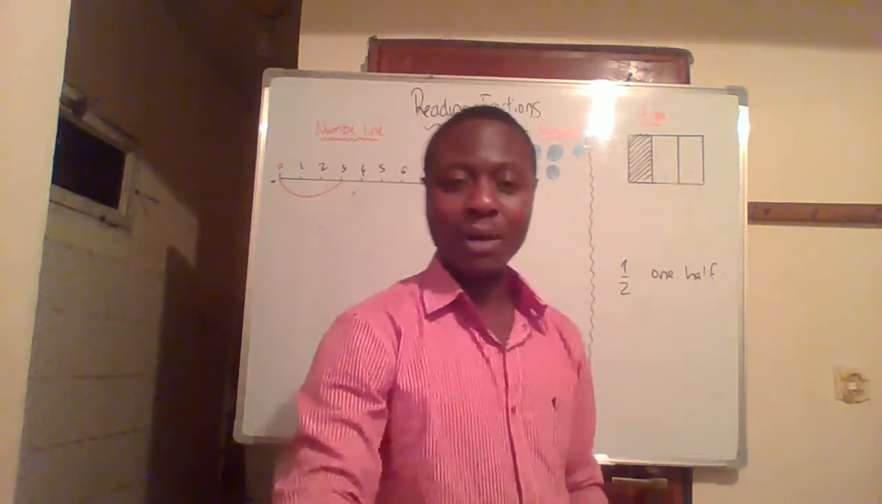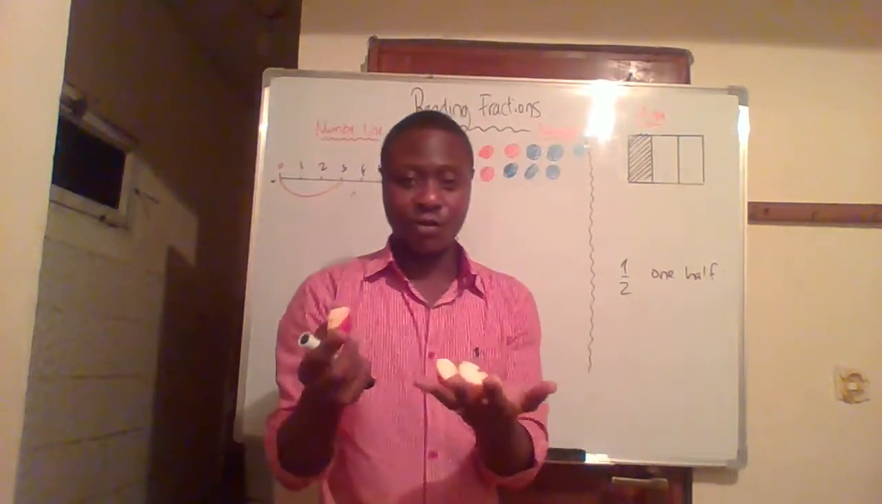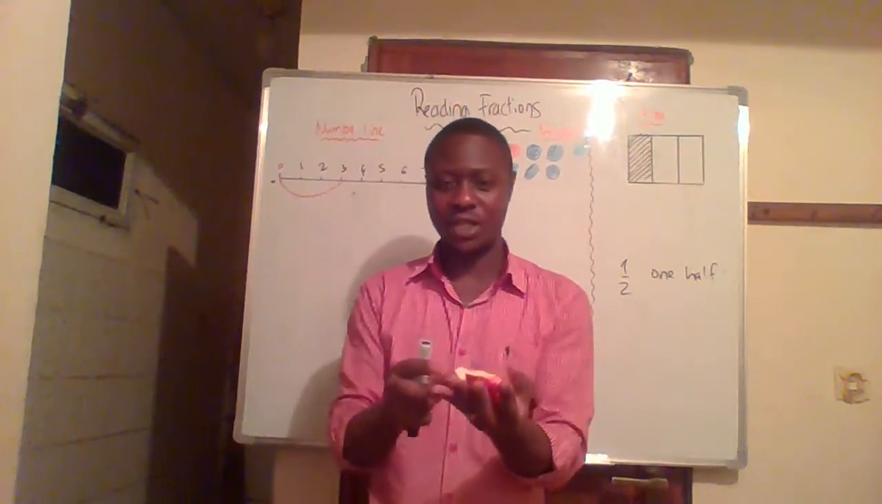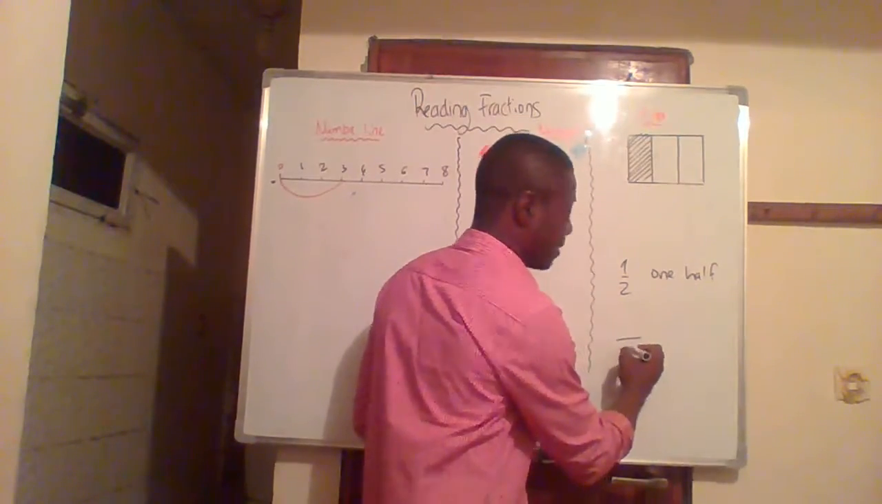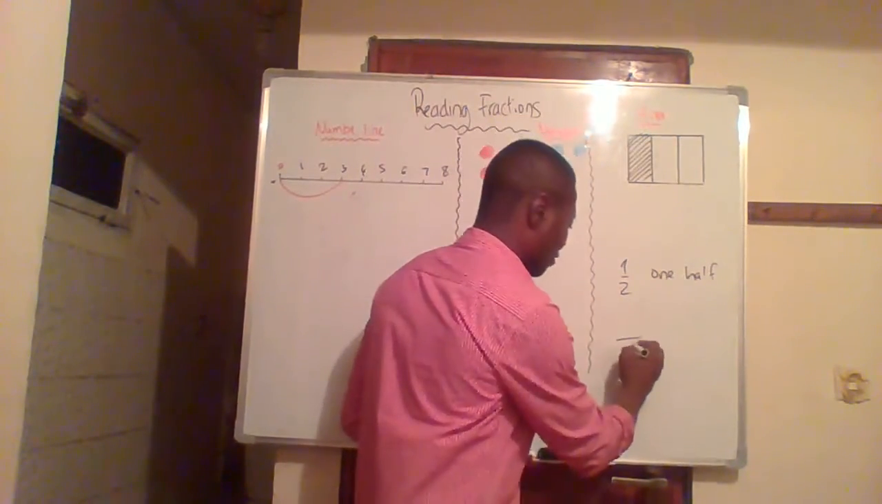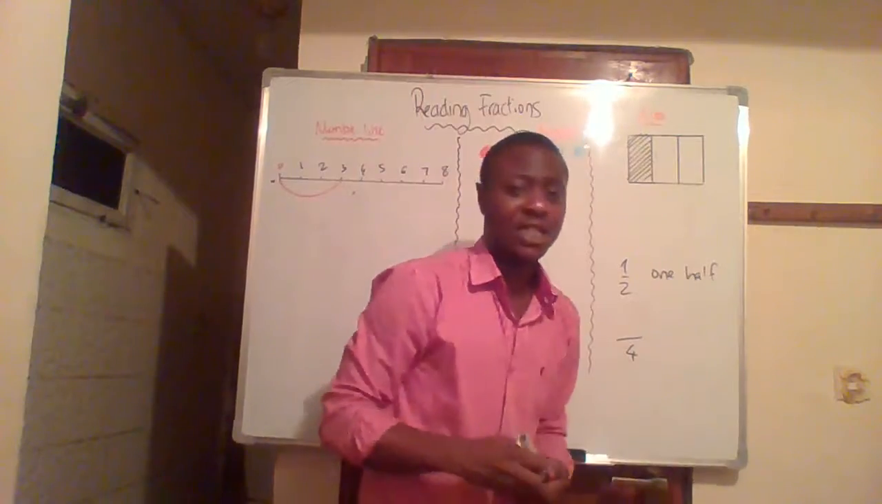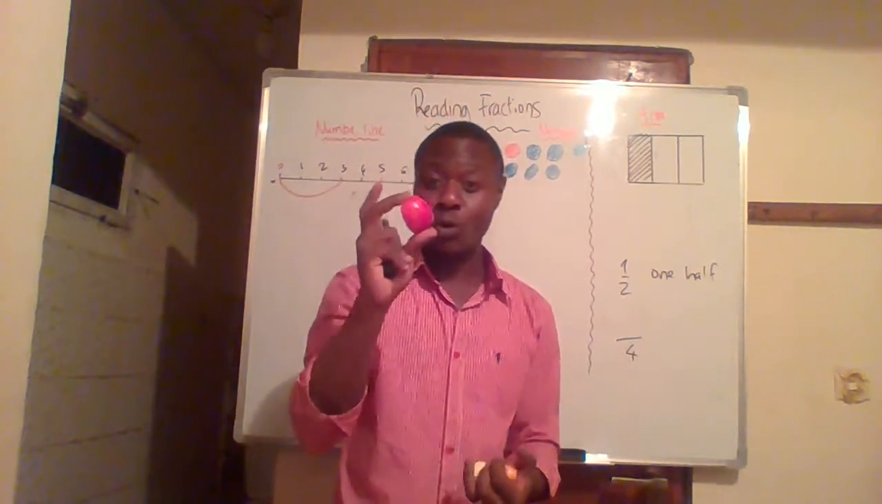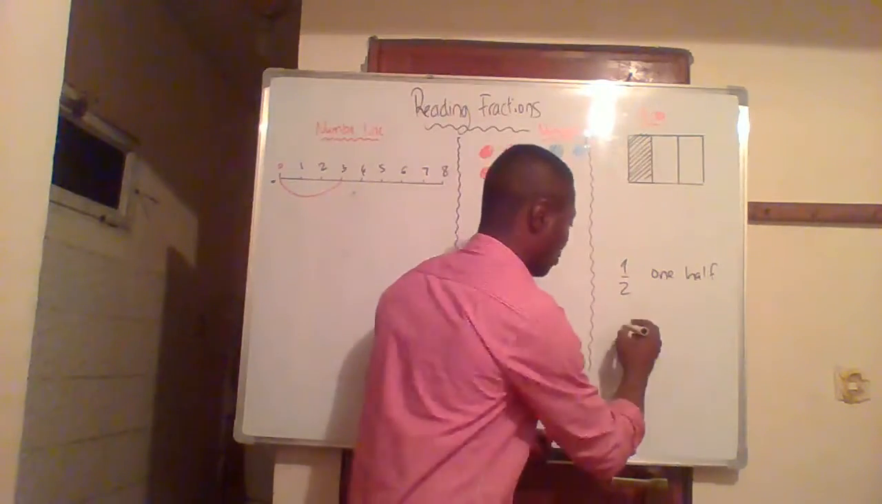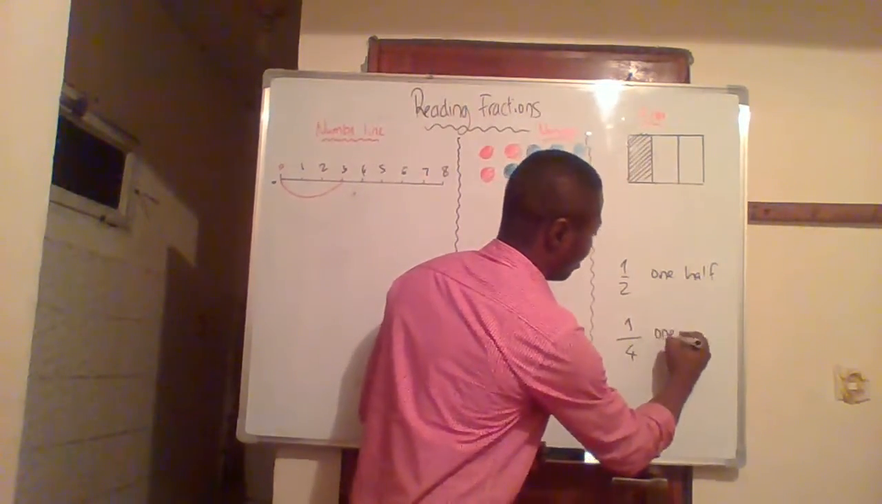If I eat only one part out of the 4 parts, how many parts are there in all here? We said there are 4. So if I want to write this fraction mathematically, I should write the 4 at the bottom. The denominator is 4 because there are 4 parts in all. And if I eat only one part, I'm going to put 1 at the top. And this is 1/4.